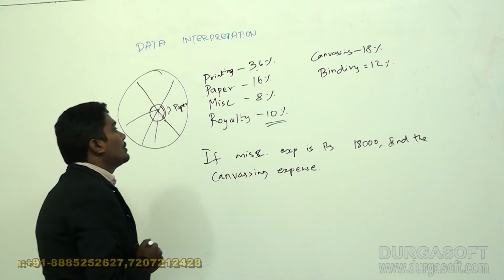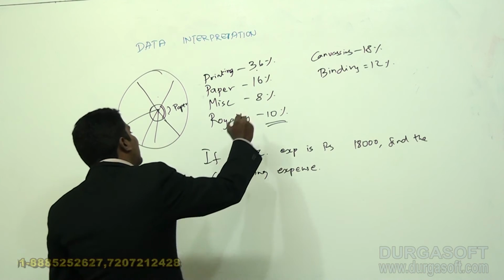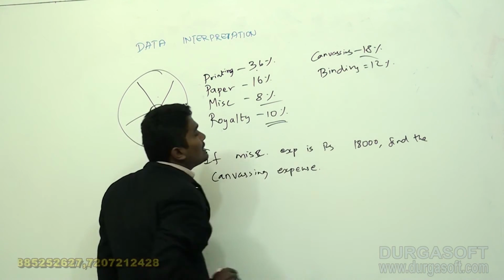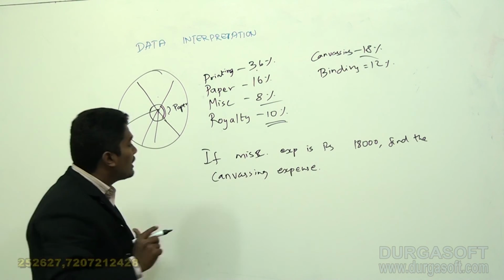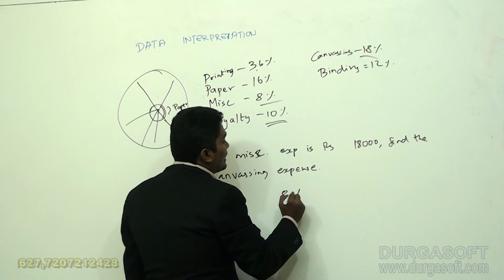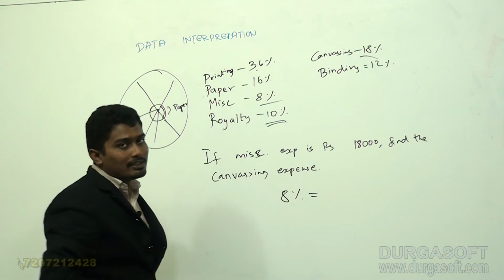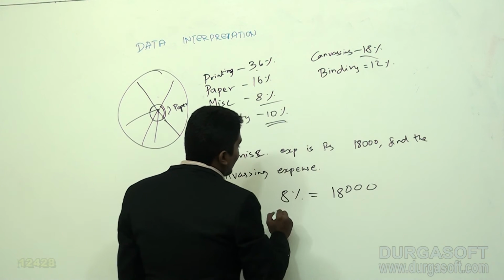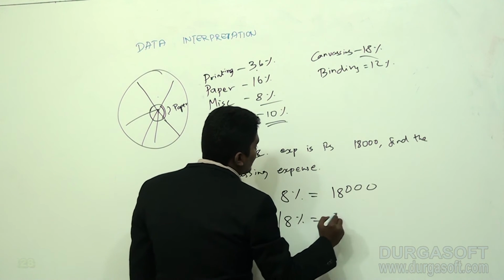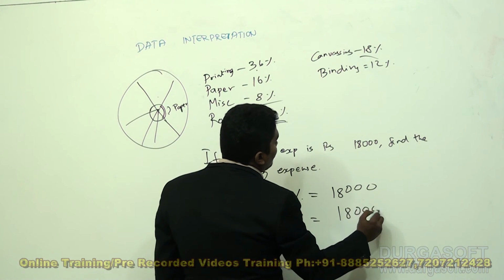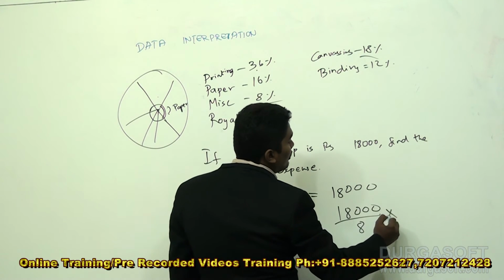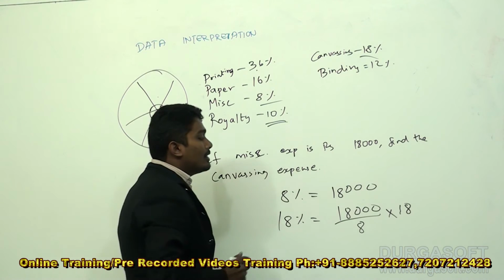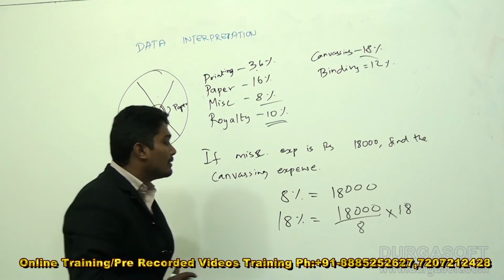Find the canvassing expense. You see, the miscellaneous expense is 8%, canvassing expense is 18%. So I can say that 8%, that is the miscellaneous expense, the value is given as 18,000. Then I need to find the value of 18%. 18% will be 18,000 divided by 8 into 18.